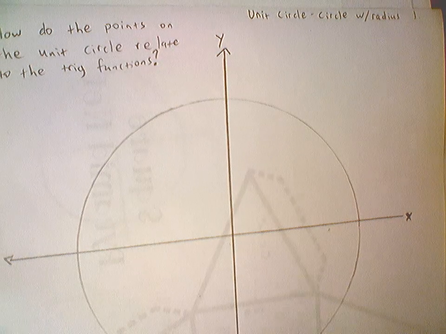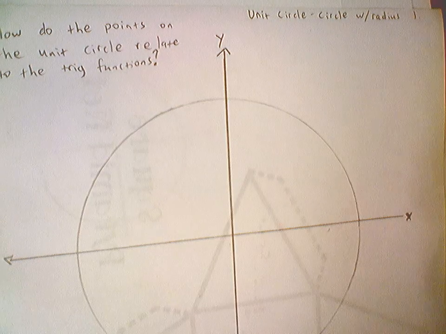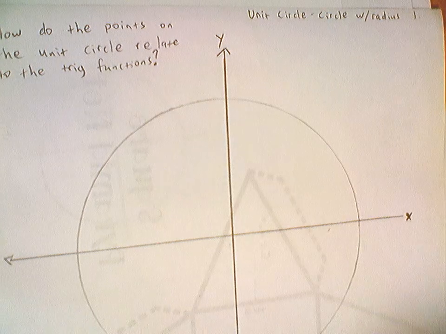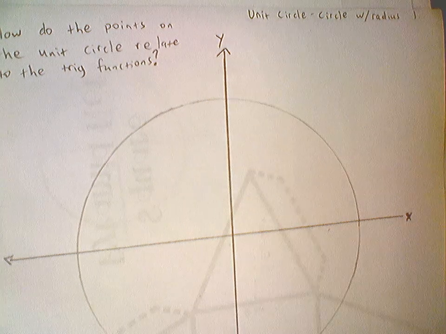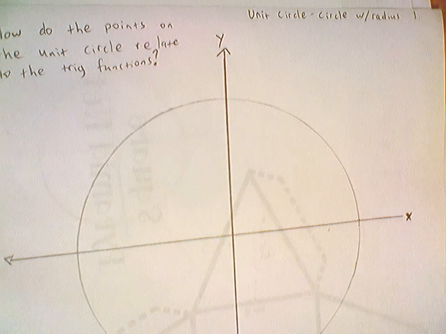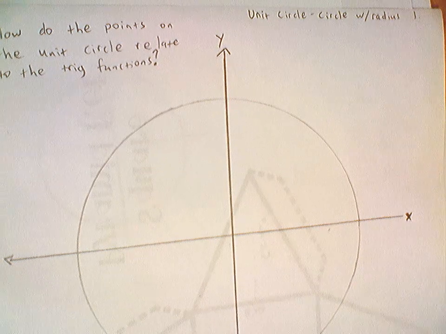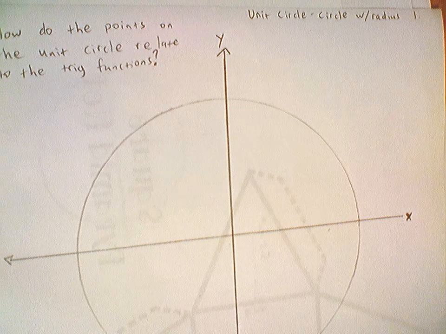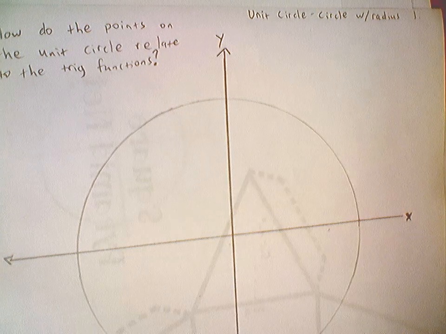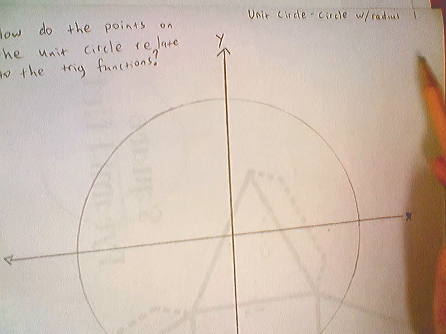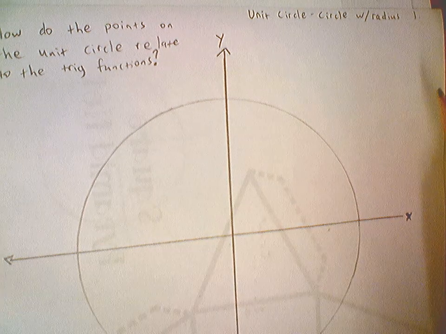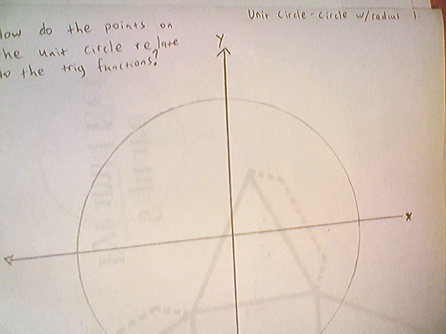So the next big topic that we cover in this class is what we call unit circle trigonometry. The first thing that we need to define is what a unit circle is, and that part is easy. A unit circle is just a circle with radius 1. So a circle with a radius of 1, that's what we call a unit circle.